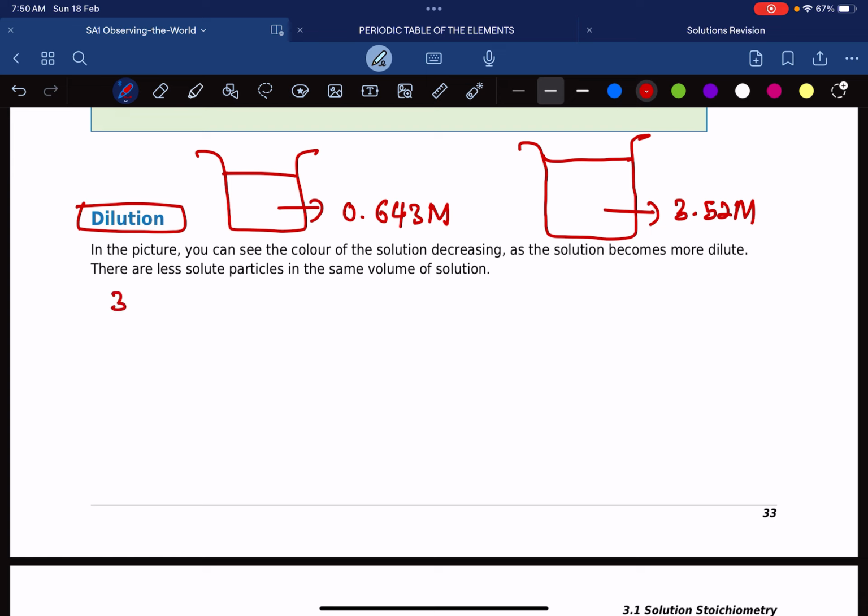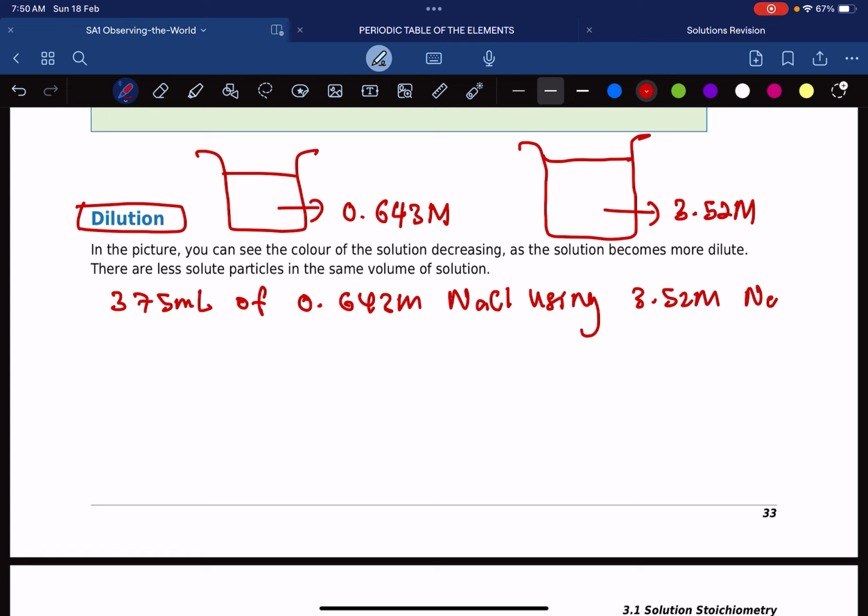And you have been asked to prepare 375 ml of 0.643 molar sodium chloride, using 3.52 molar sodium chloride as a starting material. So that's what you need to do.